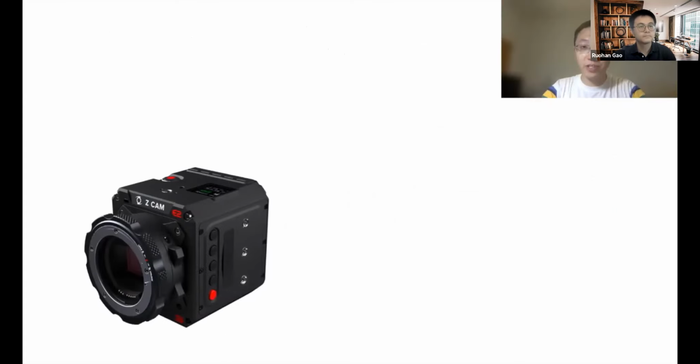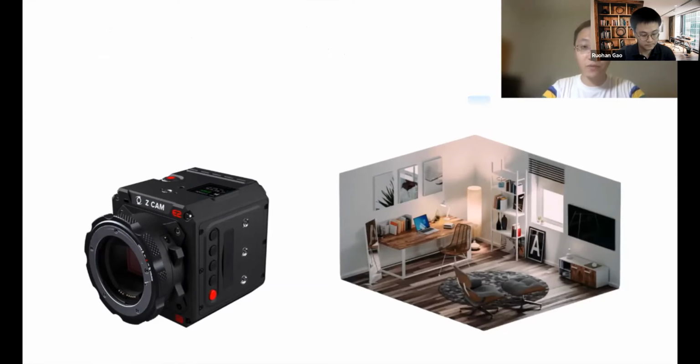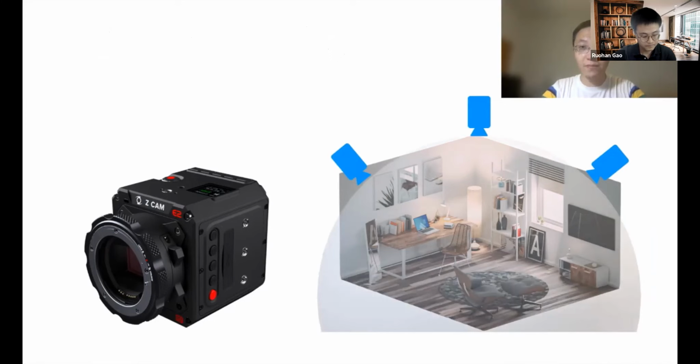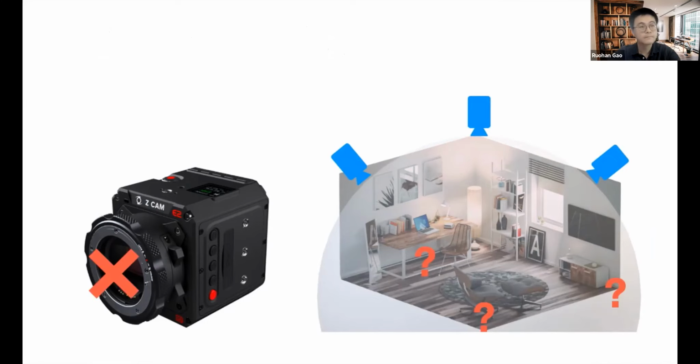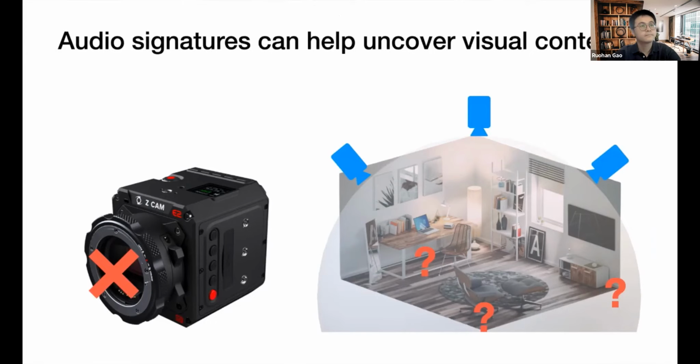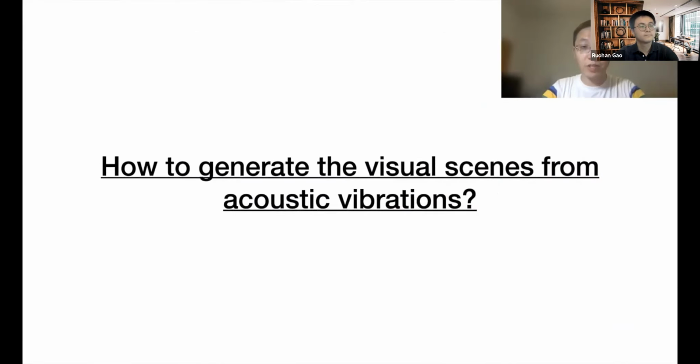Although current computer vision systems may achieve high performance in these tasks with a high-speed camera or video footage covering the entire environment, it remains challenging to understand the visual scene when the informative visual signals are occluded or completely missing. In this research, our key hypothesis is that audio signatures in such events can help uncover the visual contents under these difficulties. Our research studies how to generate visual scenes from acoustic vibrations.